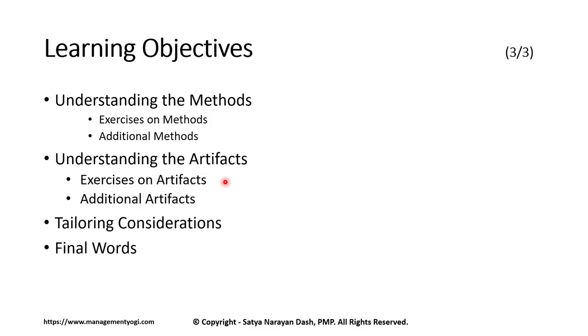So we'll have some exercises. Whenever there are some additional methods or artifacts, I'm going to talk about them. Then tailoring considerations, which is there in the PMBOK 7th edition. And towards the end, I have a set of final words for you. Only when you have completed the instructions as mentioned in the final words, you can say you have completed this lesson 16 in a proper way.